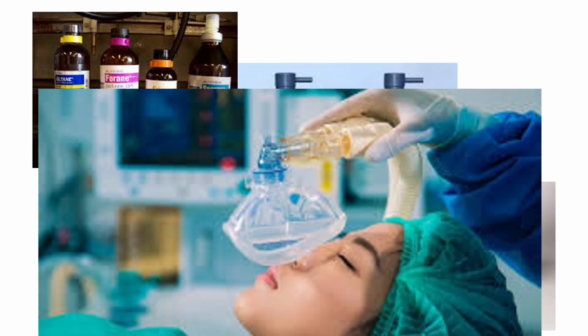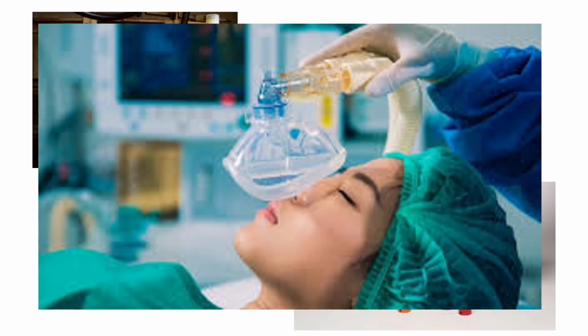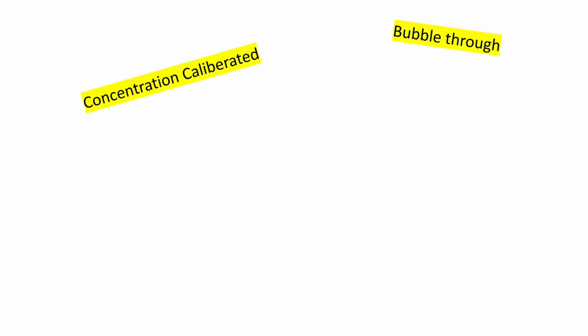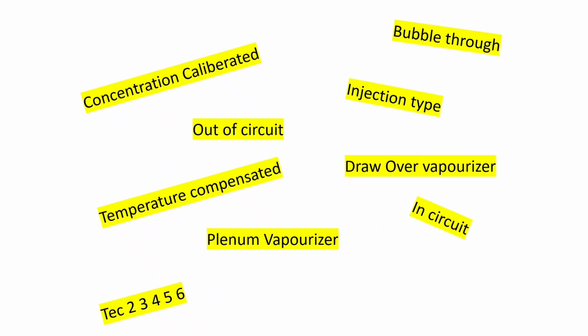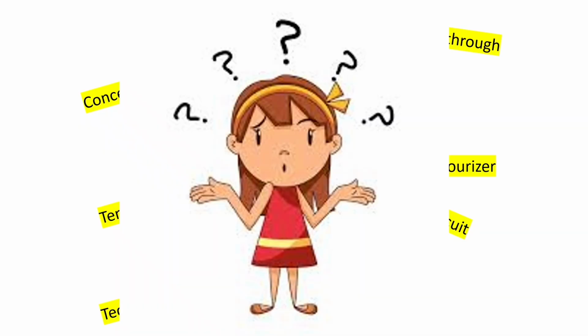Now, when we talk about vaporizers, we hear so many terms: concentration calibrated, bubble through, injection type, out of circuit, in circuit, draw over vaporizer, plenum vaporizer, temperature compensated, Tech 2, Tech 3, Tech 4, Tech 5, Tech 6. What do they all mean? It is so very confusing. So now let us go step by step and understand how a vaporizer is constructed, how it works, and what all these mumbo jumbo of important sounding words actually mean.